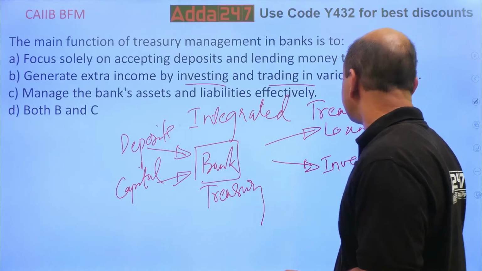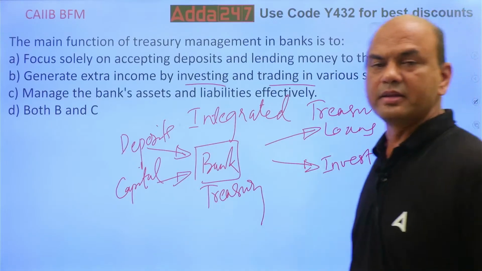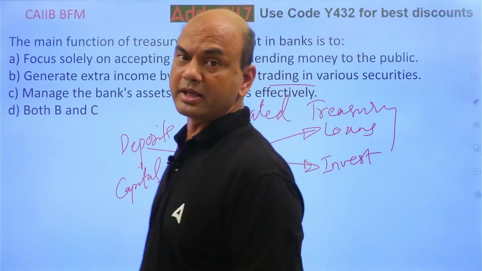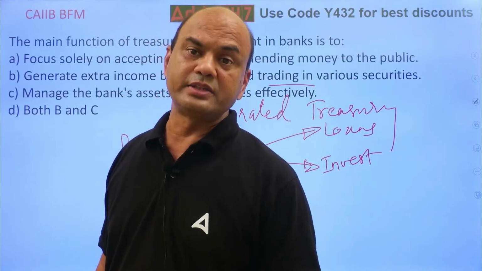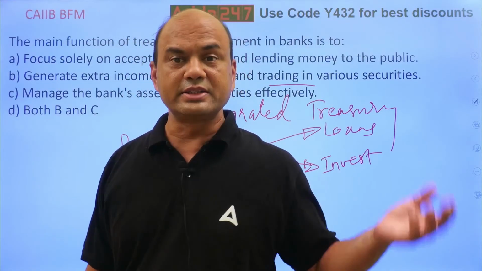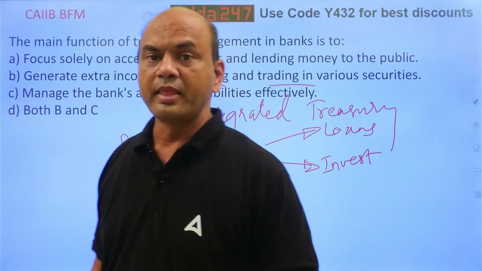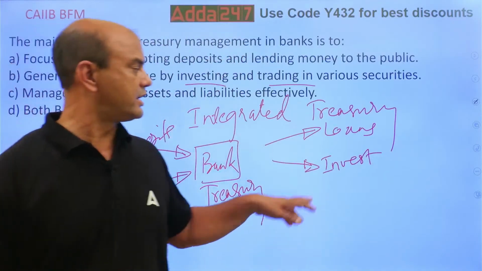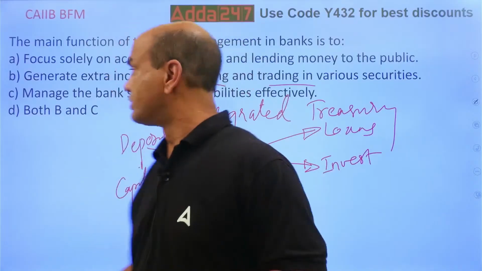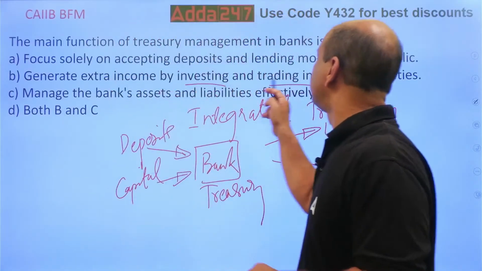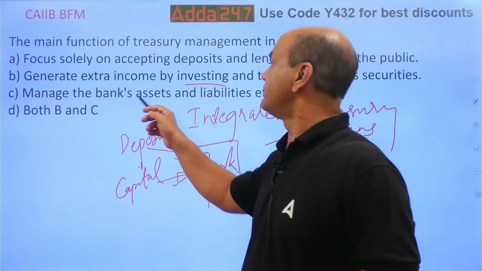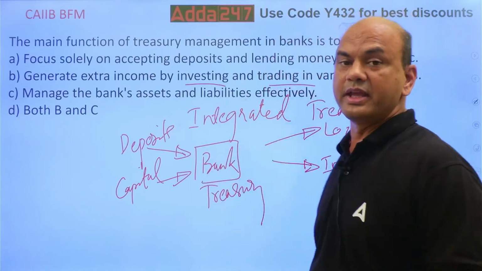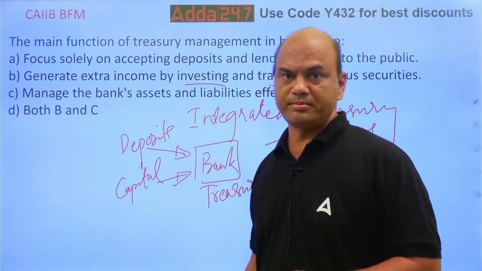So this loans part is handled by the banking department. Banking means your corporate finance, your trade finance, your retail finance. All these handle the loans part. And treasury handles the investment part. So income by investing and trading in various securities, number one. Manage the bank's assets and liabilities effectively, that's called ALM.